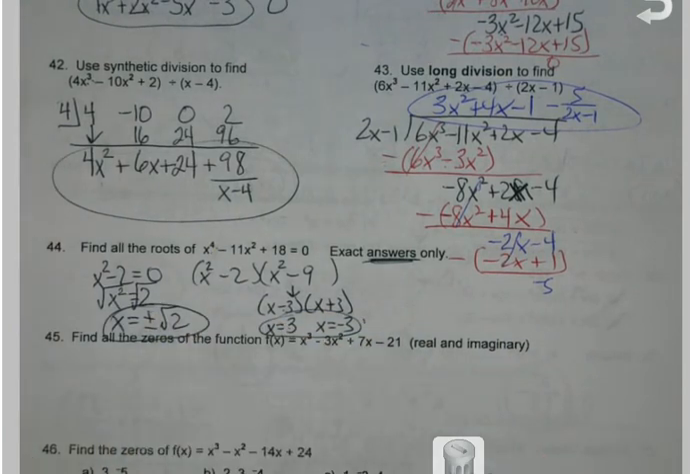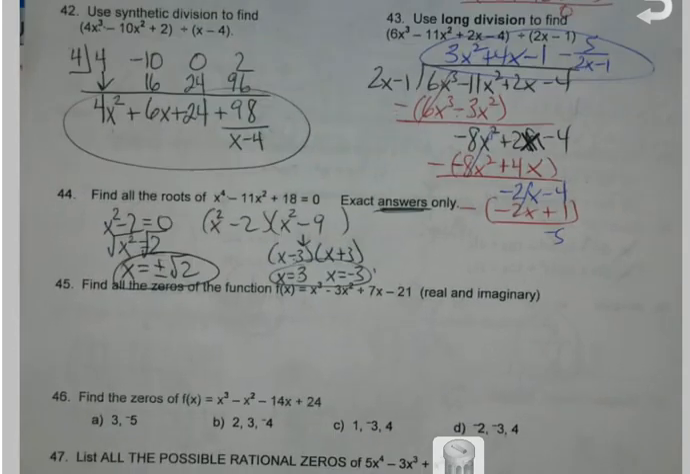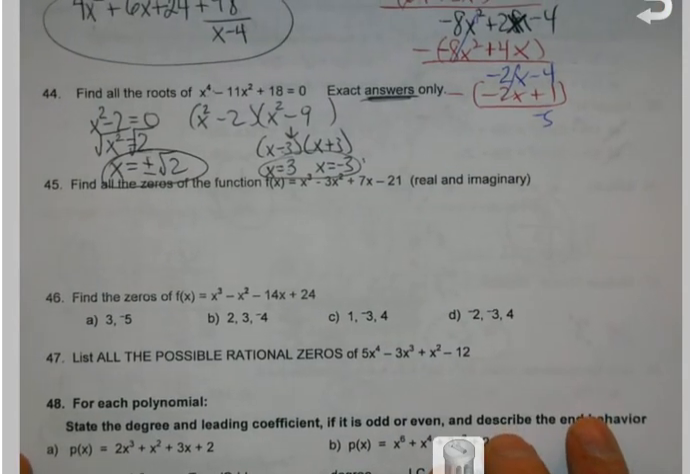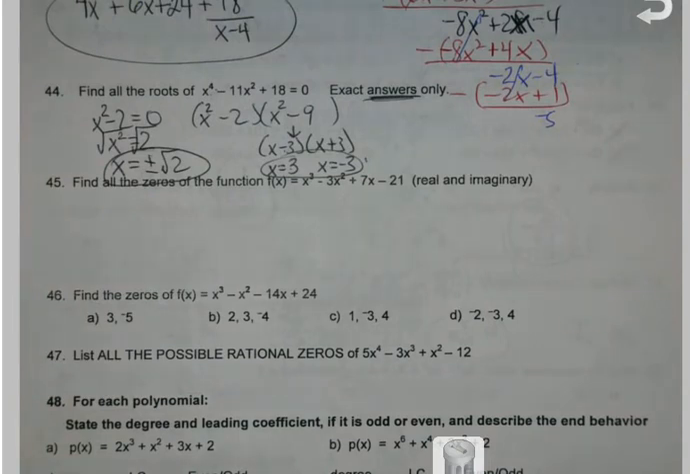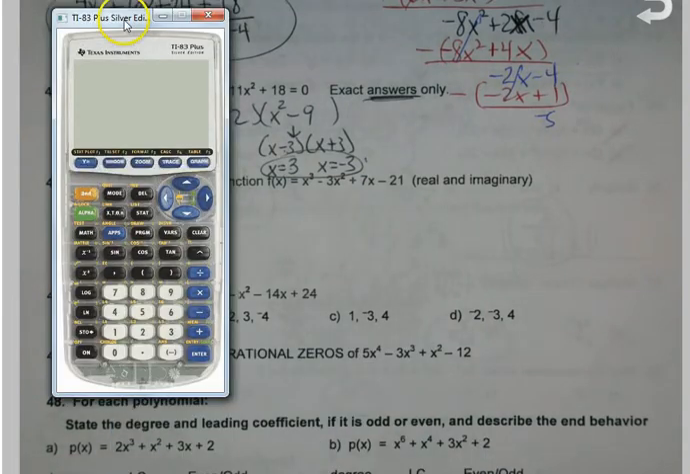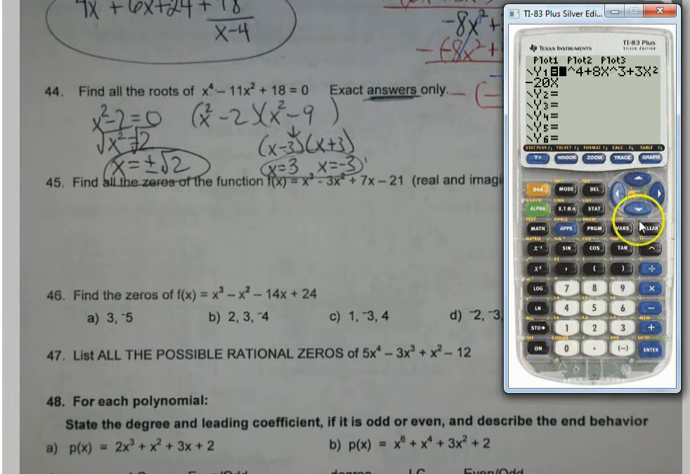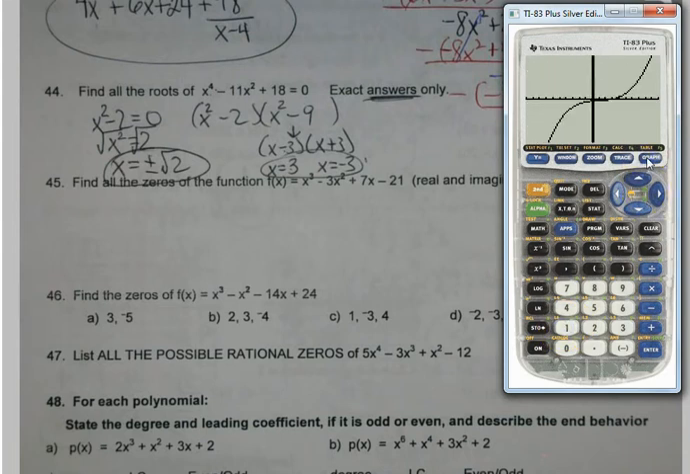It's all good. Okay. Now, when it mentions in 45, find all of the zeros, real and imaginary, that gives us a clue. The calculator's probably going to come in helpful. So let's see what we got here. We've got x to the third minus 3x squared plus 7x minus 21. Okay, so I'm looking for all the zeros, real and imaginary.